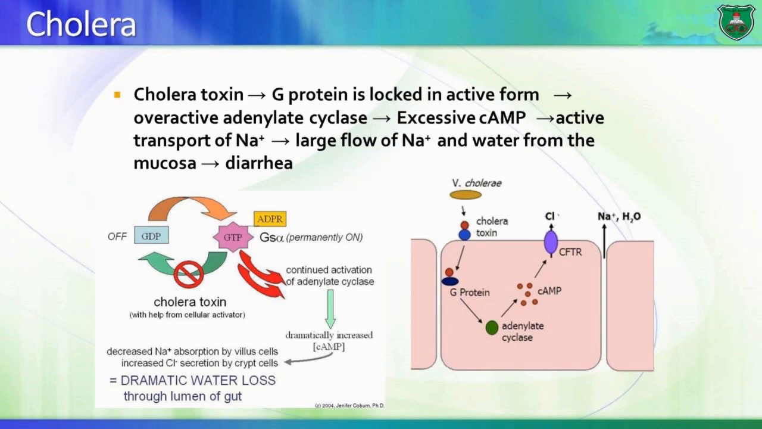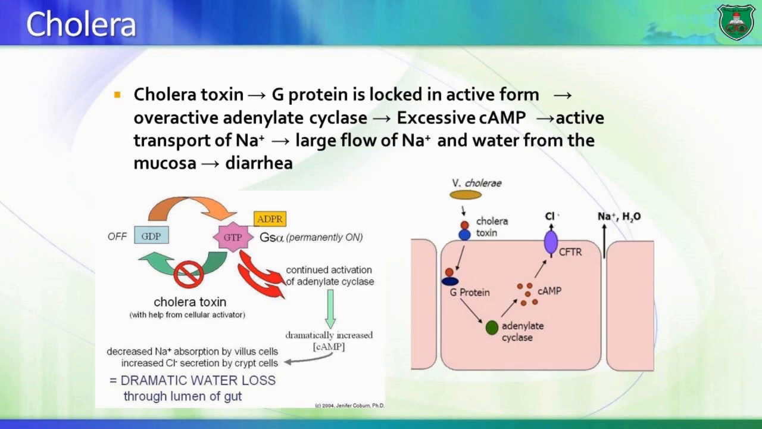Well, what it does is that it keeps the alpha subunit of the G protein in the active state. Right? So it inhibits the GTPase activity of the alpha subunit, and that makes the alpha subunit always active, constitutively active, producing a lot of cyclic AMP.